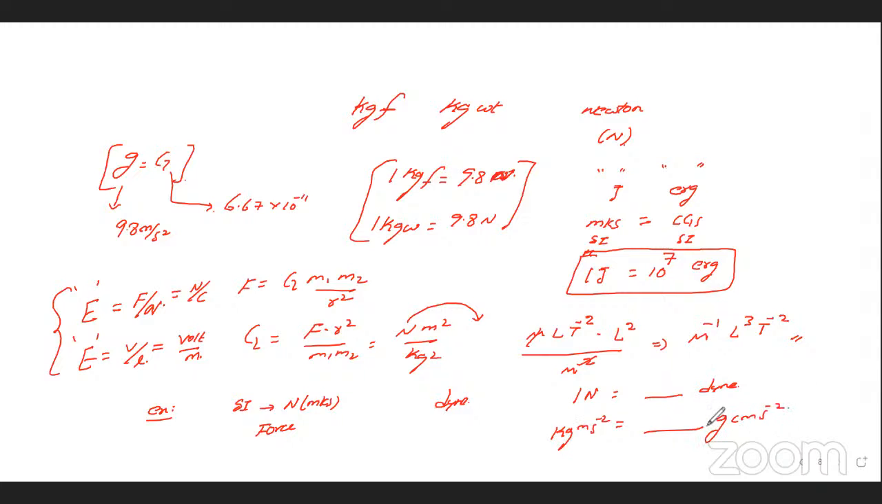So 1 kg is equal to 10 power 3 grams. And 1 meter is equal to 10 power 2 centimeters. Seconds remain the same. So 1 newton is equal to 10 power 5 dyne. So when converting MKS to CGS, it will be positive. For 1 dyne to newton, that is 10 power minus 5. Remember it. So CGS to MKS, the power term is negative, and MKS to CGS, the power term will be positive. These are just the basics.